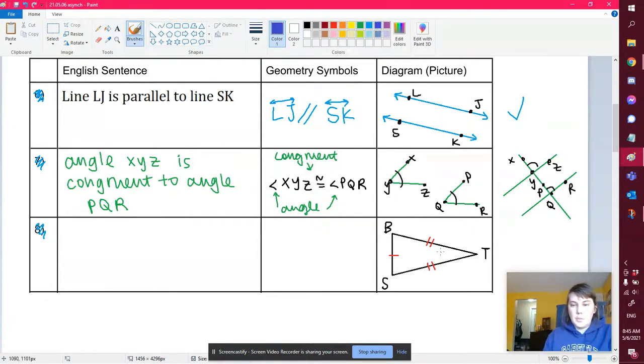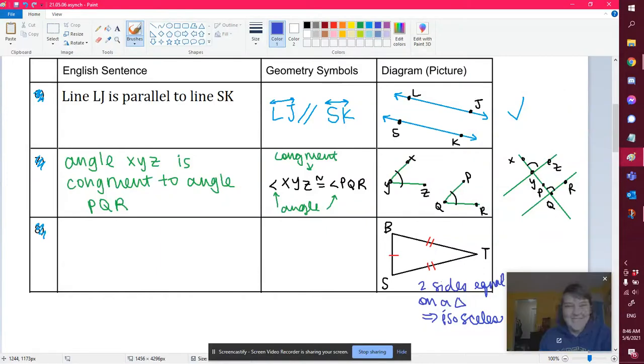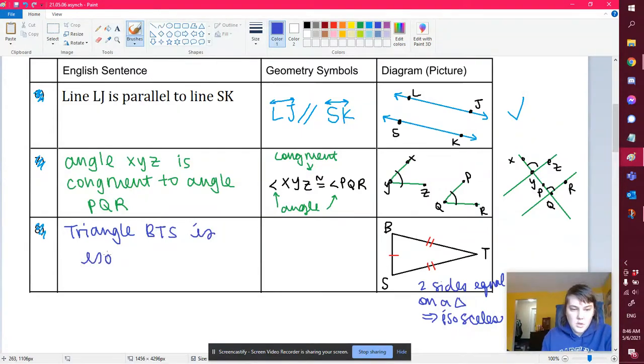Last one, I'm looking at the picture, and this looks like an isosceles triangle, right? It looks like two sides are equal. Triangle means it's isosceles. Nope. So when I write the English sentence, I'll say triangle BTS is isosceles.